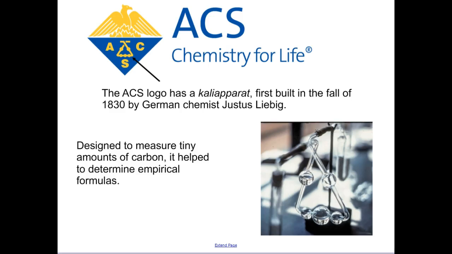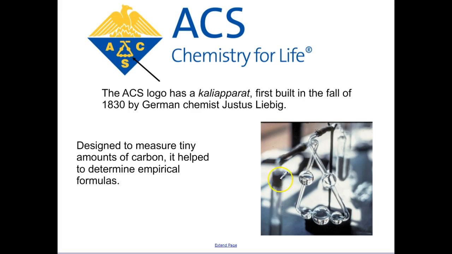One of the ways we can figure out the empirical formula of a hydrocarbon is by burning it in excess oxygen. It's a little more complicated to try to figure out the formula, so there are several steps, but we'll take a look at it. The device to burn it in oxygen is called a Kaliapparat, or a Liebig tube. It was first designed in 1830, and it's designed to measure tiny amounts of carbon.